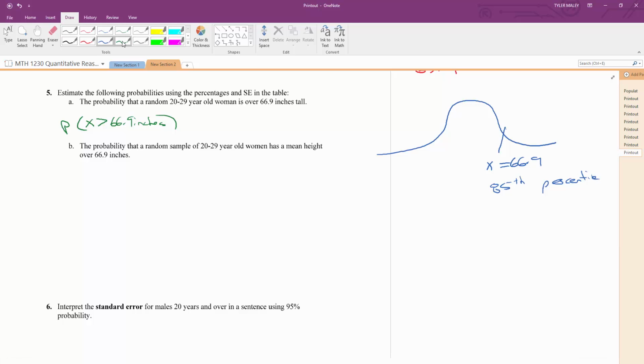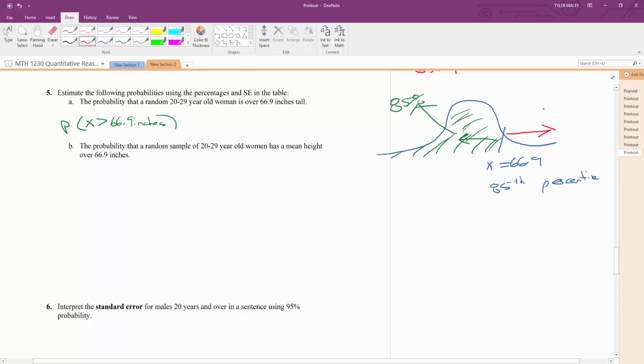So what that means is that if we look at this part here to the left, 85% of my data will fall to the left. So what's the percentage of data that would be to the right? If we take 100% minus 85%, we get 15%. So the answer would be equal to 15%. We would expect 15% of the time our data to be above the 85th percentile.